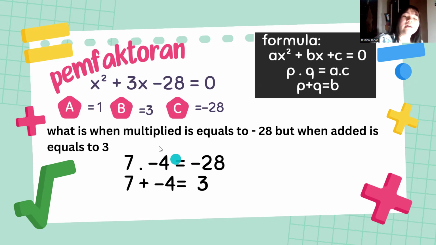Okay. So because the hasil over here is negative, it means one of the variables here is negative also. You must always remember that when the hasil is negative, one of the variables is negative.